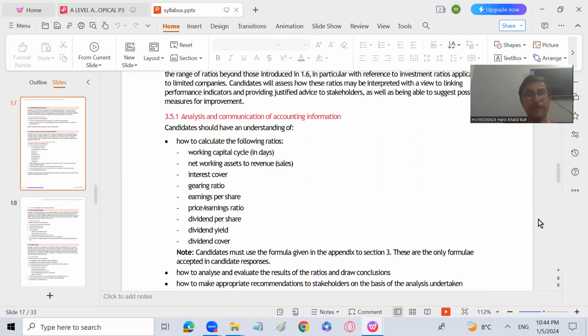But do remember this, there is no shortcut in accounting, and crash course means there is no crash. Actually, you will crash yourself.